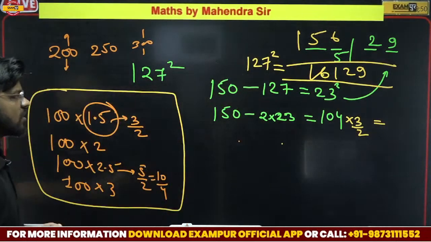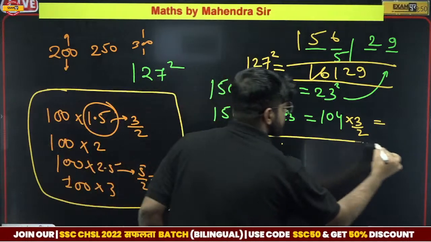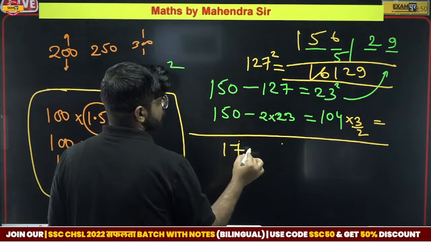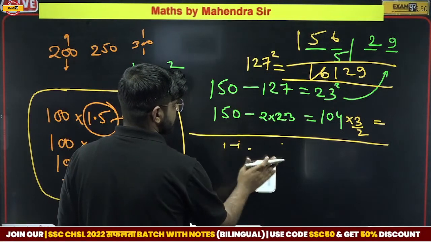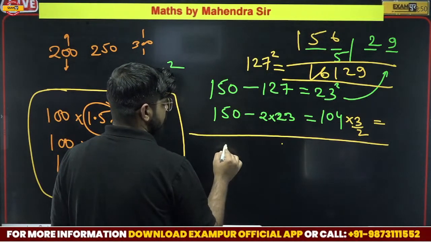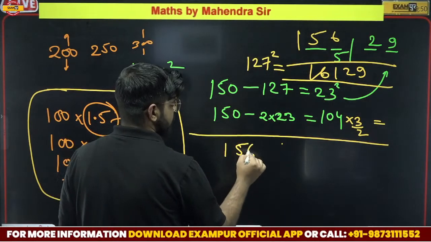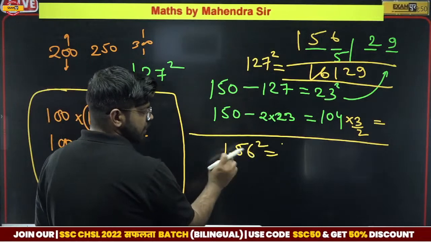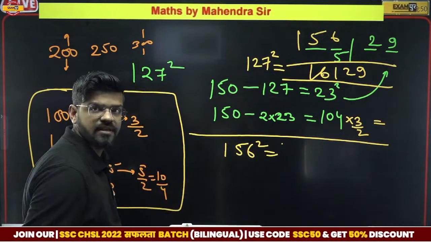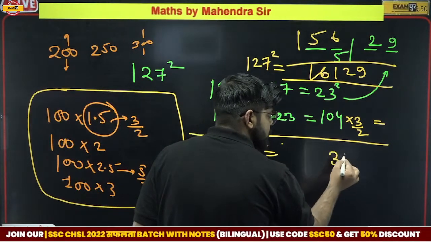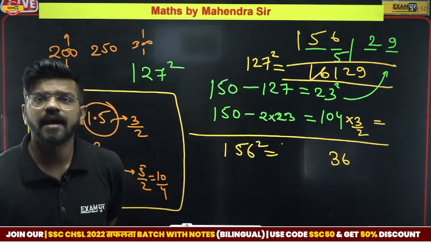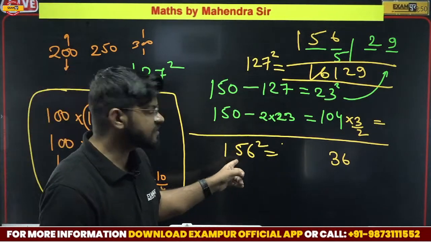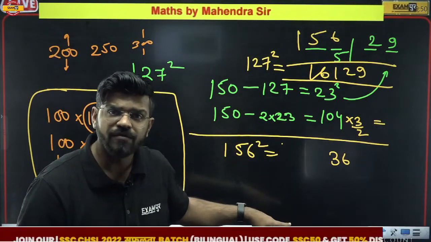Okay, let's solve another square. Let's solve 178 square. Now 178 is more than something, so just calculate 156 square. How do we calculate 156 square? It is 6 more than 150, so the last two digits should be 36. Is it clear?